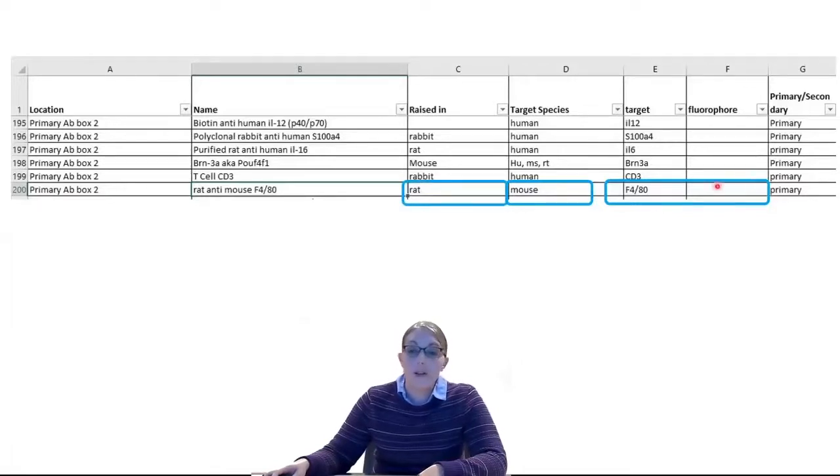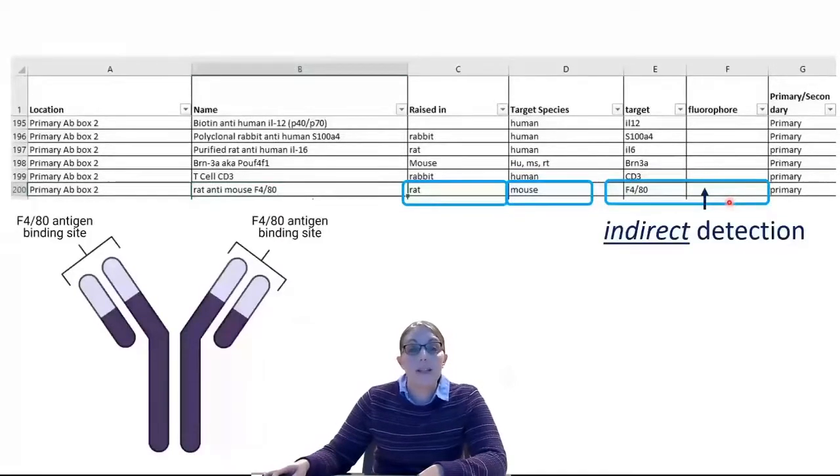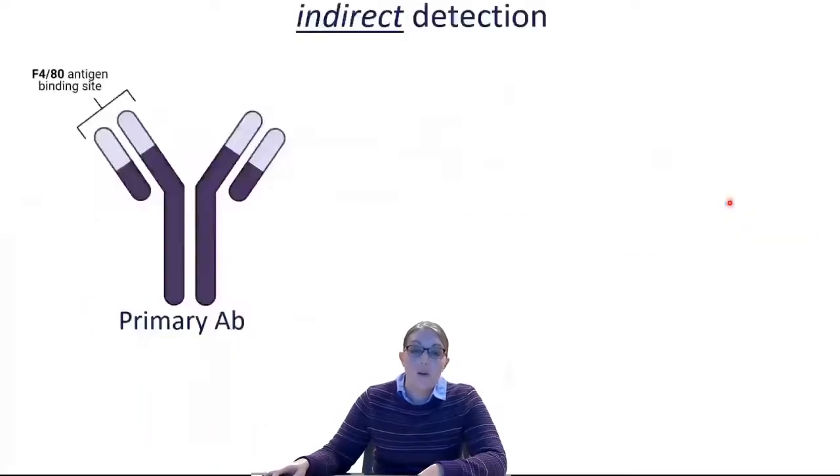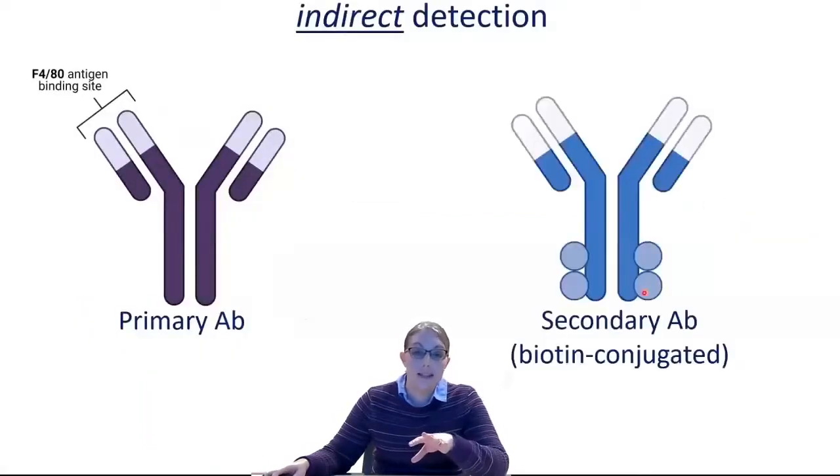However, it's not conjugated to a fluorophore or biotin. That means you're going to have to perform indirect detection. Now, what this means is, as well as your primary antibody, you're going to need a secondary antibody. And it's the secondary antibody in this case that has a molecule conjugated to it that's eventually going to enable you to see where the primary antibody bound in the tissue. For example purposes, I'm going to stick with biotin because that's what you're doing in prac.